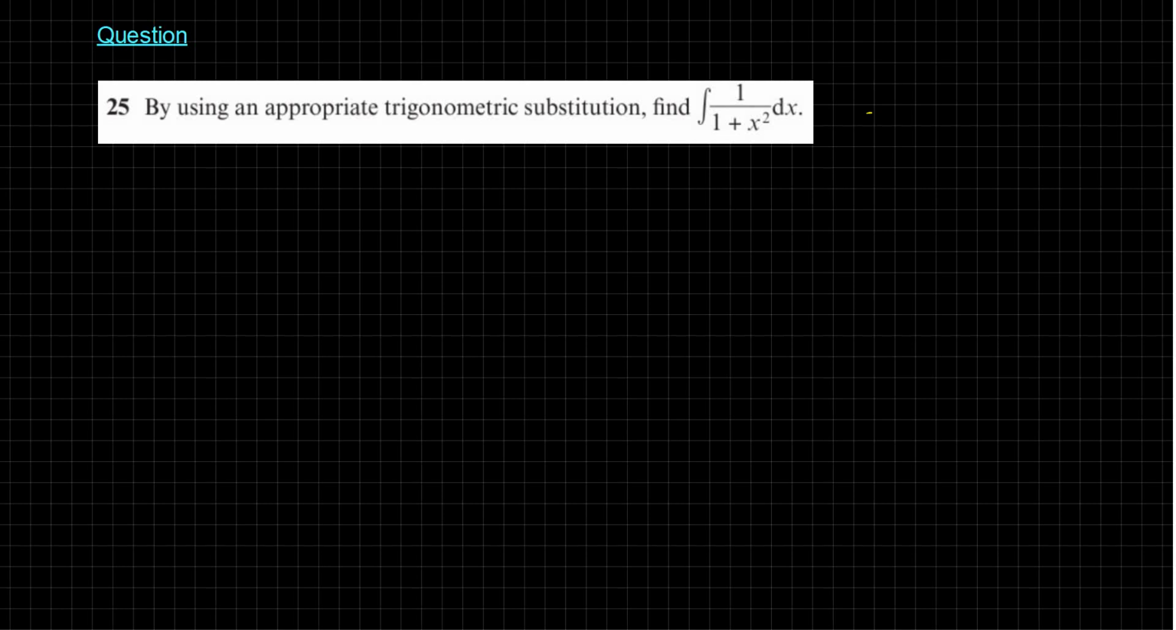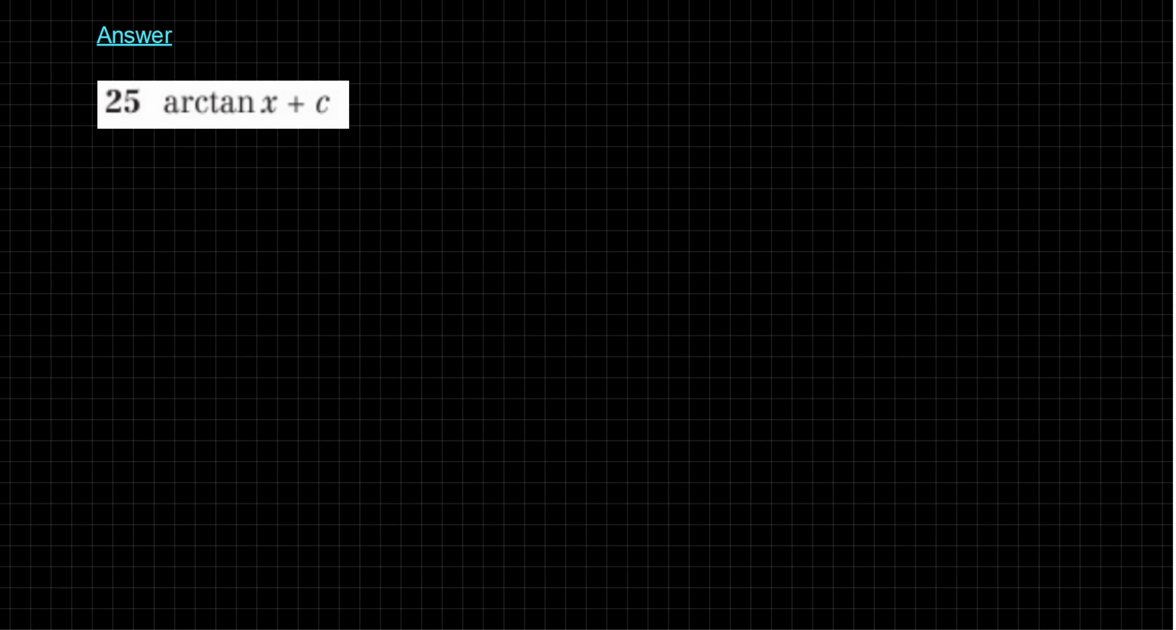So if you want the hint, try this substitution. x equals tan u. Pause the video now if you haven't already tried. Okay, and then the answers. There it is. It's just arctan x. And that comes as a direct result of the fact we used x equals tan u as a substitution.